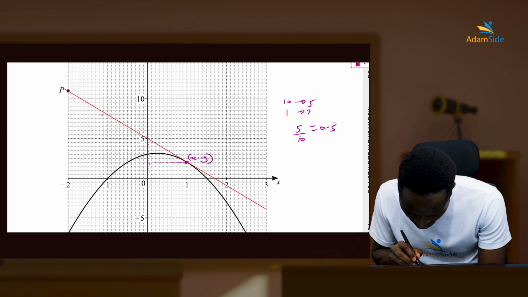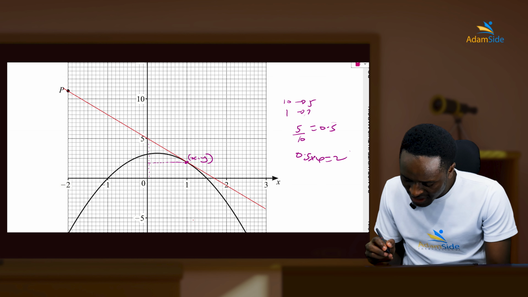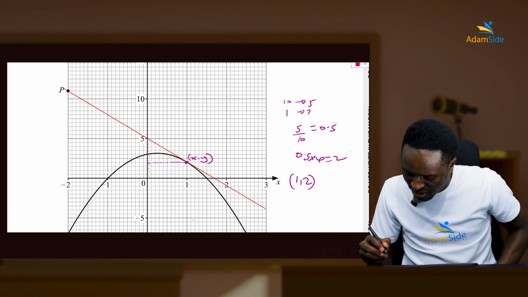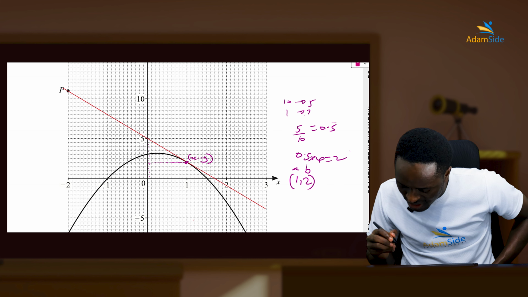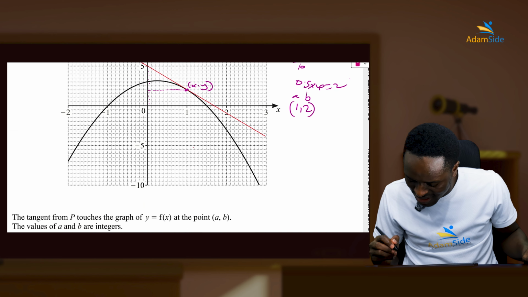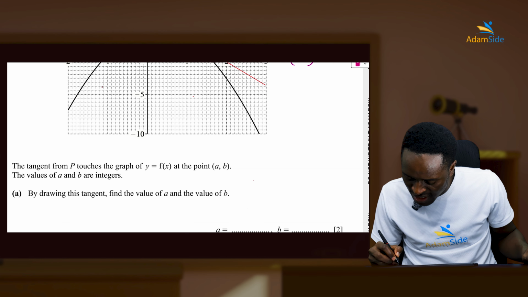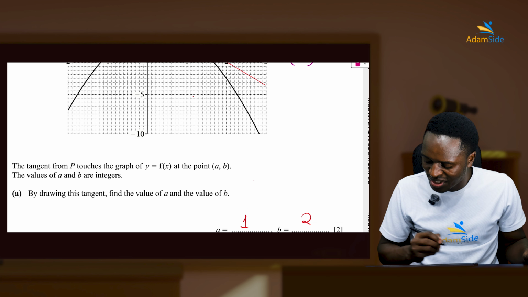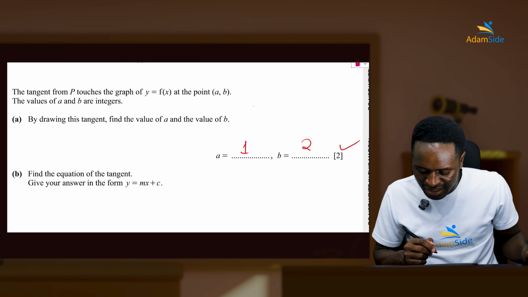So to get 2, you count 1, 2, 3, 4. So 0.5 times 4, you get 2. So our x is 1 and y is 2. Our a was x and y is b. So 1, 2. That's good. That's the answer. We write a is equal to 1 and b is equal to 2. As that, you get your 2 marks: one for drawing the tangent, another one for interpreting it on the graph.